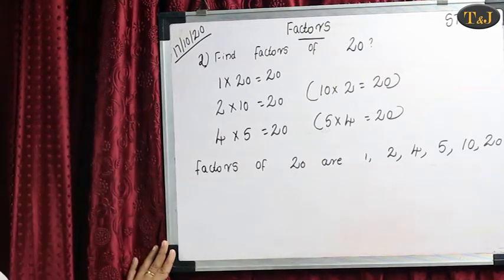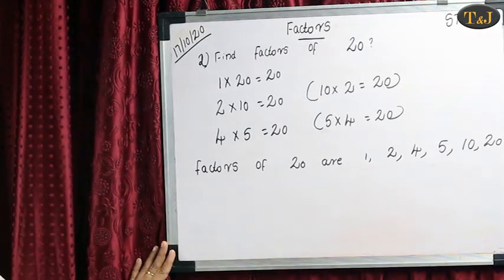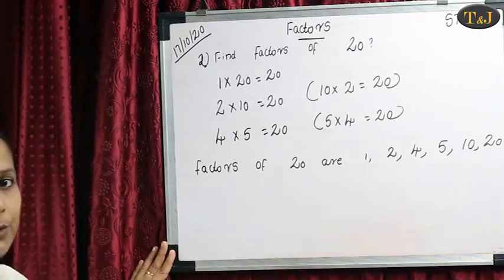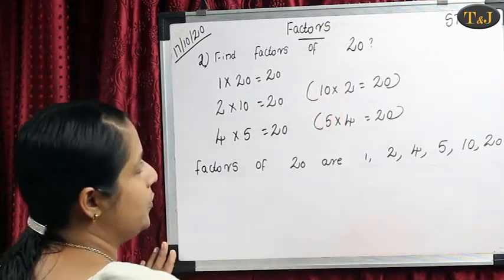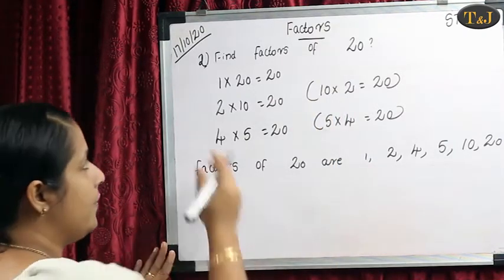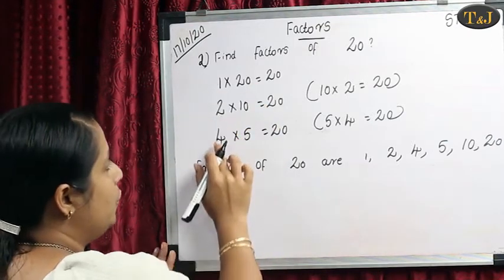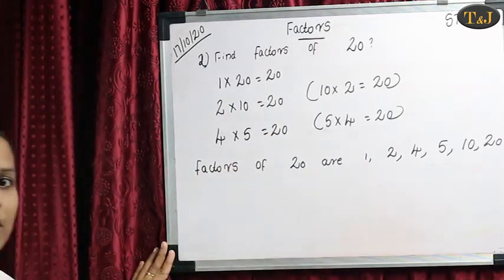Then in 6's table, 7's table, 8's table and 9's table there is no product 20. But in 10's table there is 20, though we already wrote 2 10's are 20 and its reverse, 10 2's are 20. So we find the factors of 20, writing them in ascending order: 1, 2, 4, 5, 10 and 20 are the factors of 20.